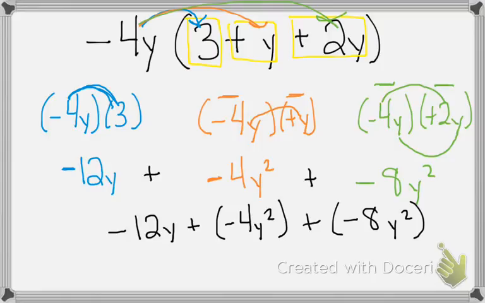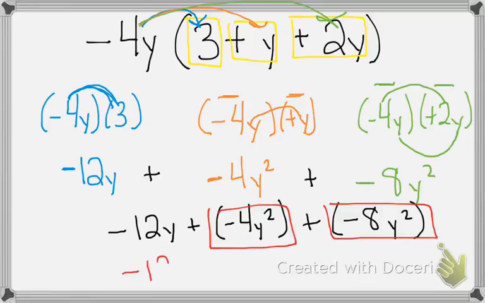And I'm noticing something here that was in our last learning video. I can actually combine these terms because they are alike. Negative 12y will stay the same, and I know that if I'm adding a negative 4 plus a negative 8, that it makes my negative number bigger, so that will end up as negative 12y squared.